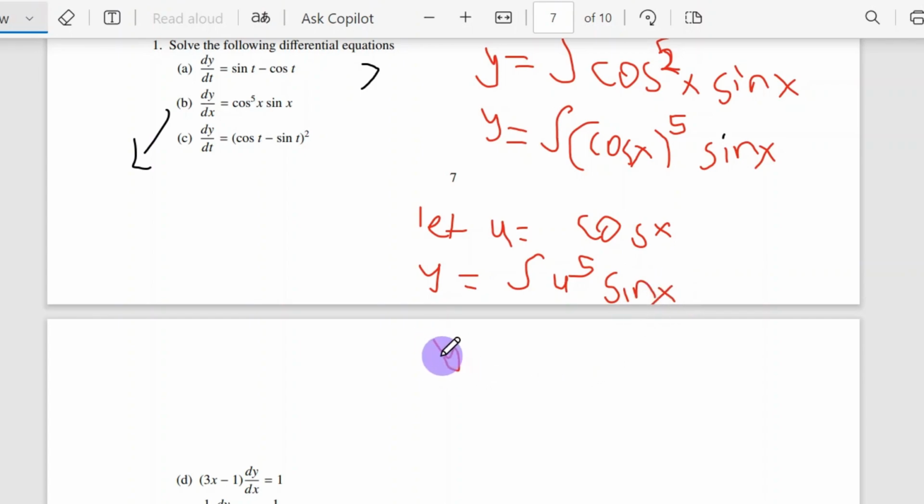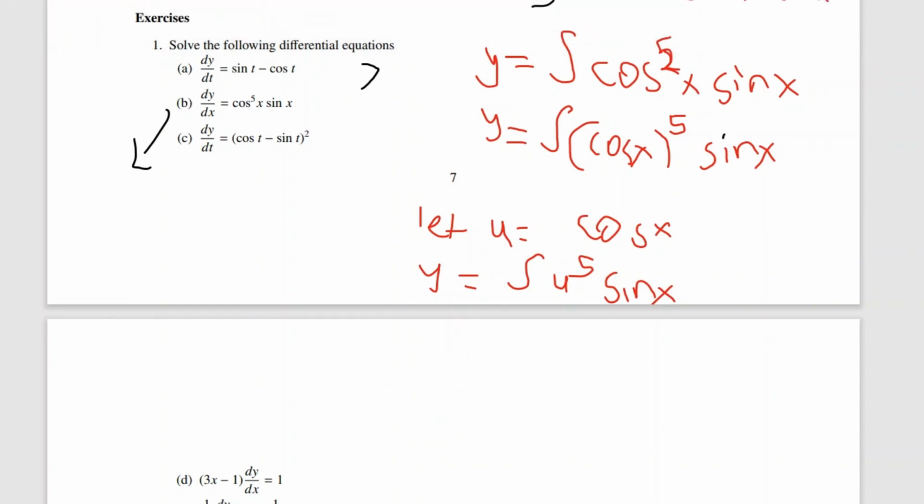Now first thing first, we need to go back to u equals cos x, and then we have to derive u, right? There is no way that we will survive. We need to derive u. So now let us derive u. du over dx, deriving u, which is cos x, is equal to negative sin x, right? Now we have already derived this u.